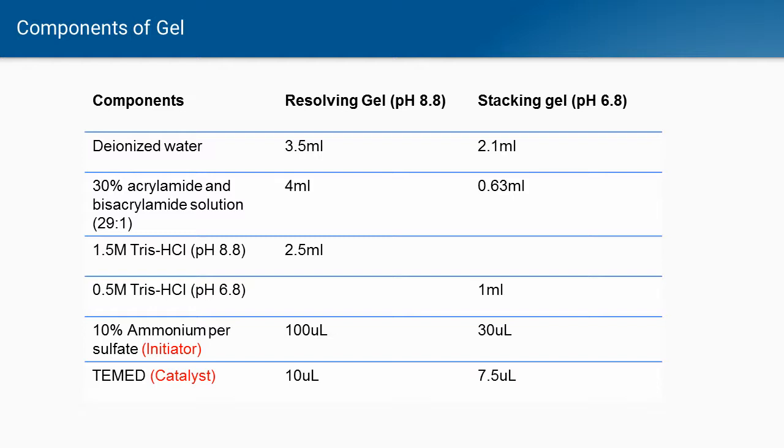Therefore these two are to be added at the last, because ammonium persulfate is a source of free radicals and it gets readily oxidized. TEMED is a catalyst, which catalyzes the reaction of formation of free radicals. Therefore these things should be added at last so that whenever the reaction starts, we can directly pour the gel solution into our gel plates.